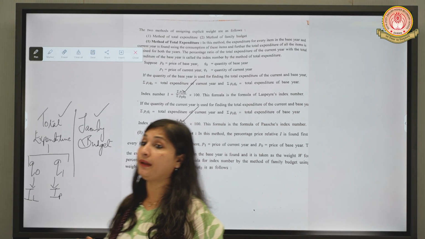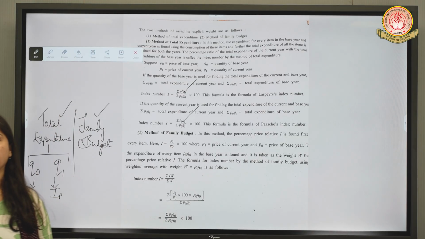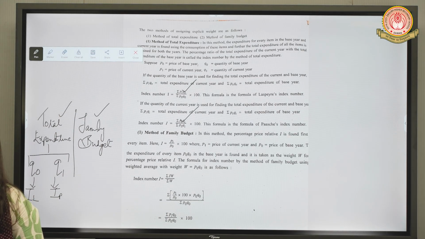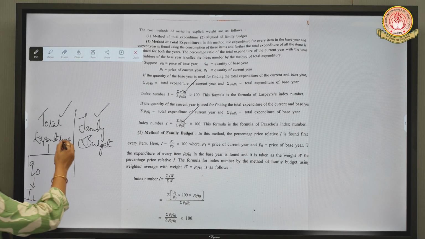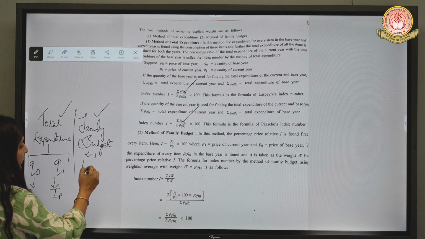Moving to the family budget. If family budget method is given, then you have to use the weighted average method we used to use. What do we do in weighted average methods? Weights are given in this. Here what is given?